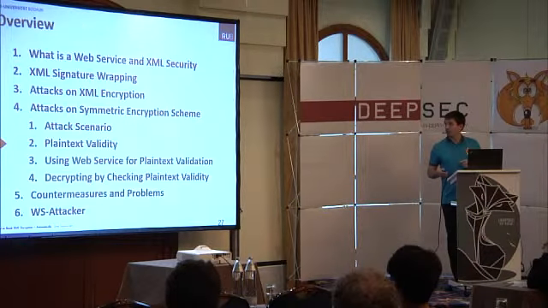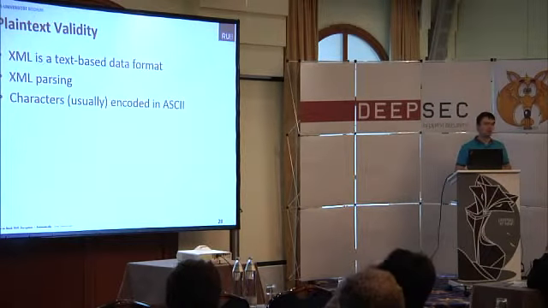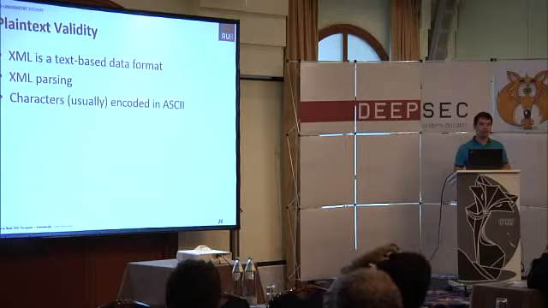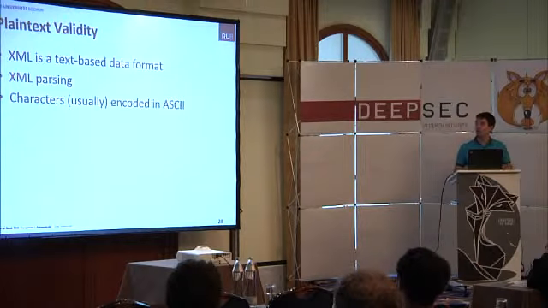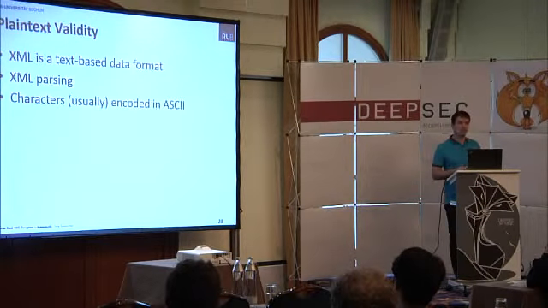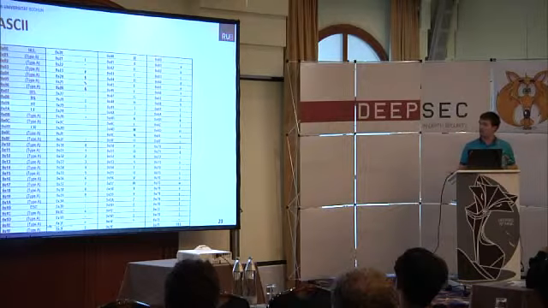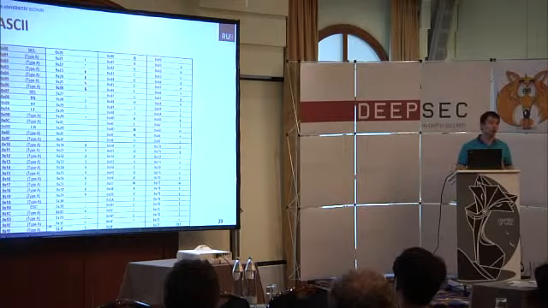Okay. Good. So plaintext validity. XML is a text-based data format. So this means that before we can execute some business logic or evaluate some data, we always have to do some XML parsing, you know it. And the characters that are included in the XML are usually encoded using some standard, and they are usually encoded in ASCII. You probably, everybody of you probably heard about ASCII. So ASCII is a standard which consists of 128 characters or symbols.